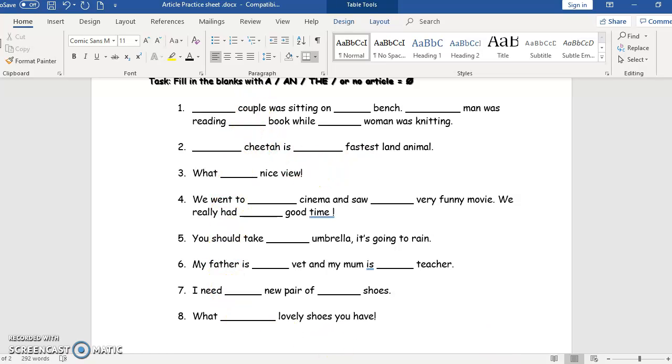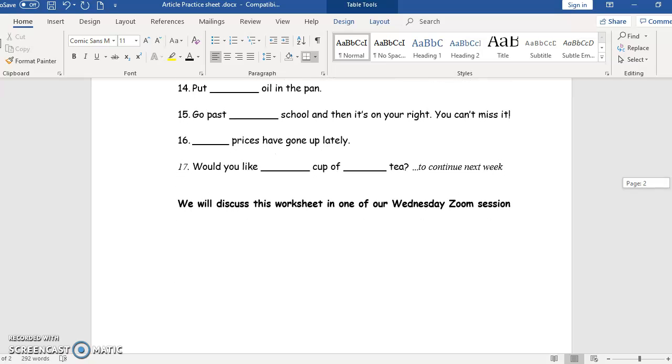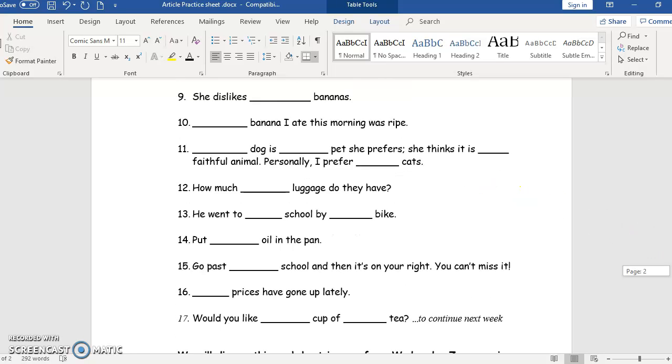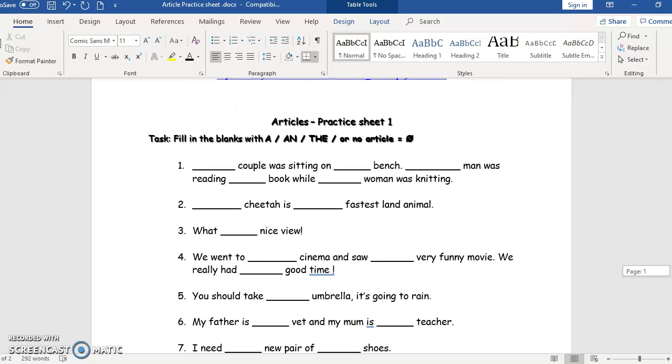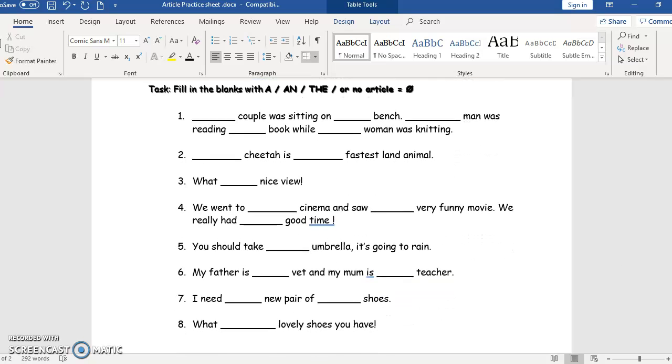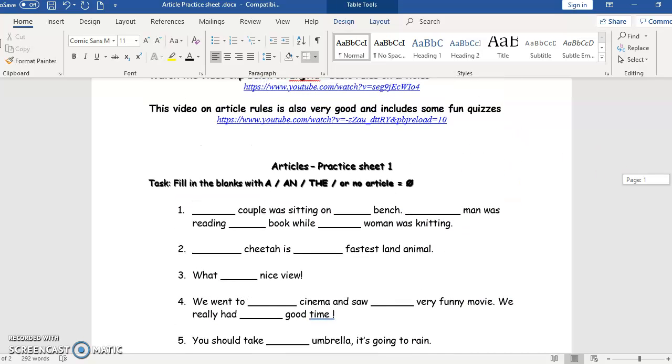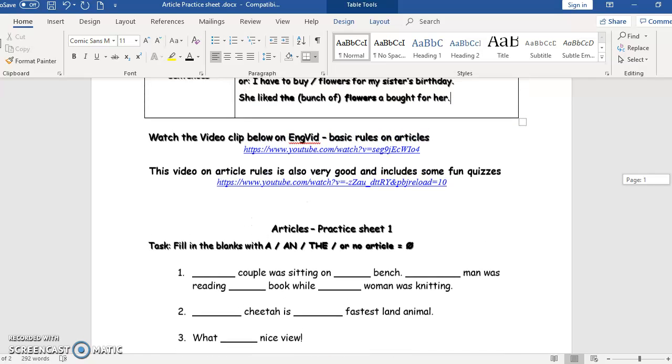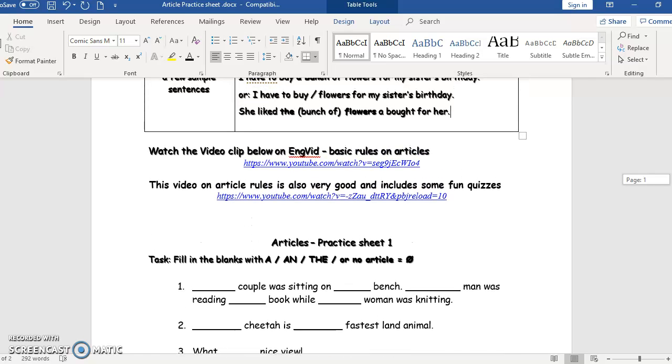Now I'm going to let you try the rest of this exercise yourself, and hopefully we will have time to talk about it in our Wednesday Zoom session. Maybe you have questions, or we maybe just work through that sheet, through that exercise, if you want to. Okay? If you get a bit confused, don't worry. At the end, just read the sentences again and again with the articles, and it comes automatically into your ear so that you will start to use articles more.